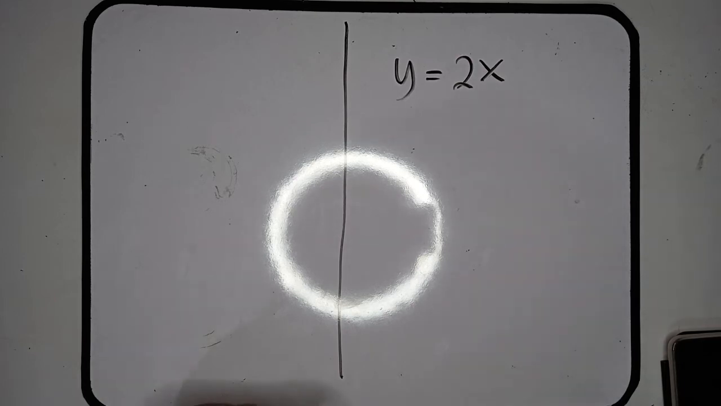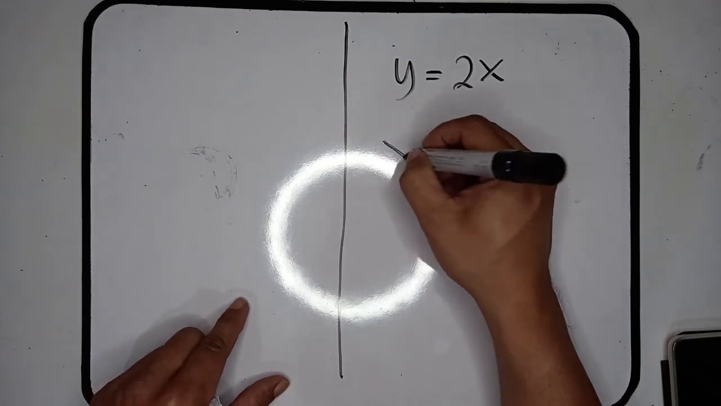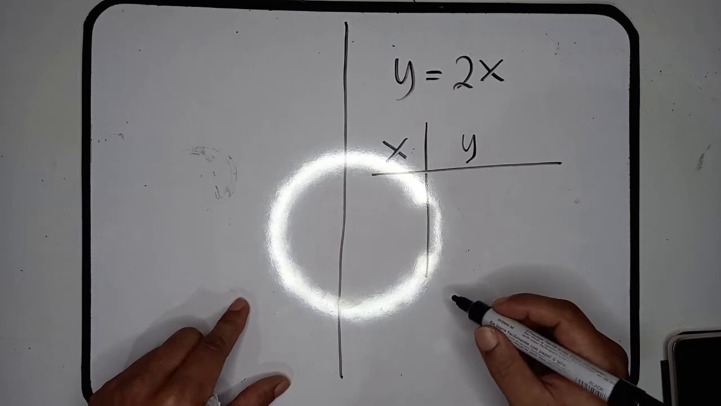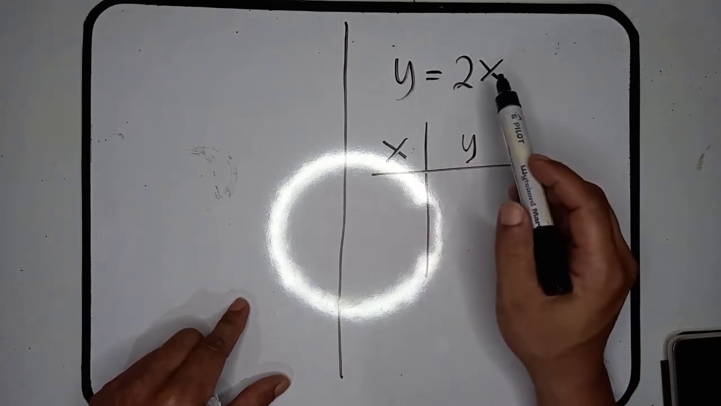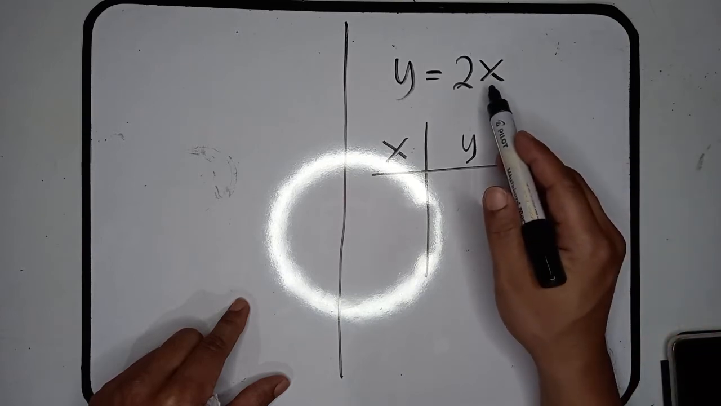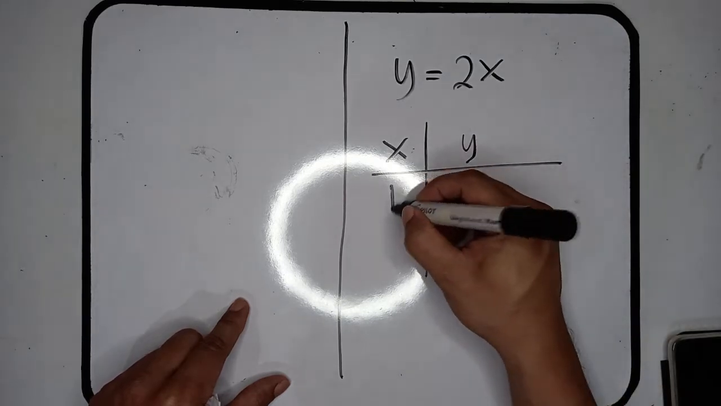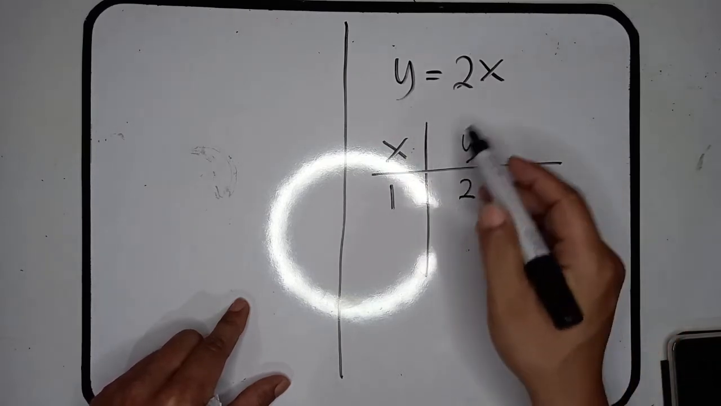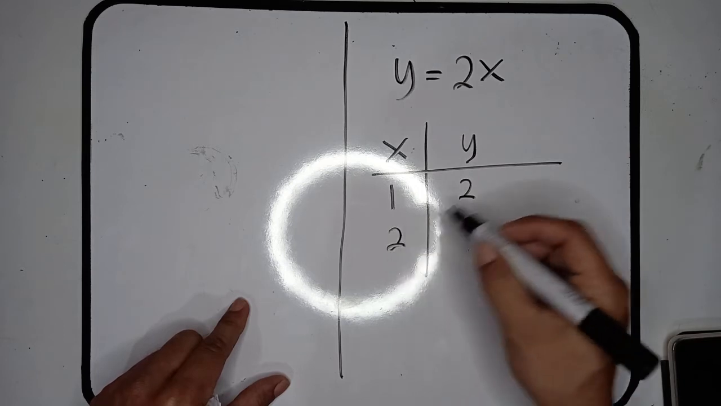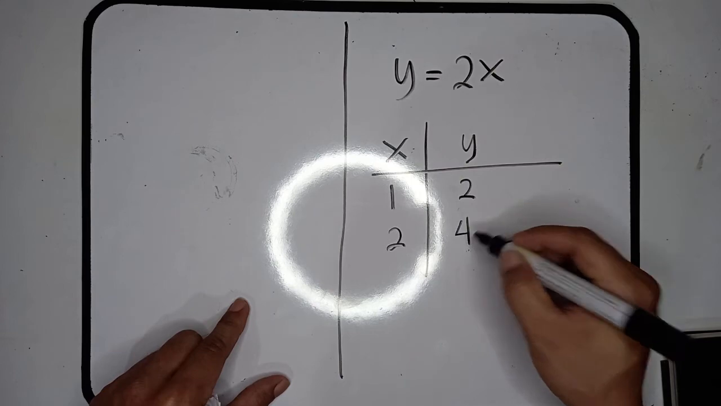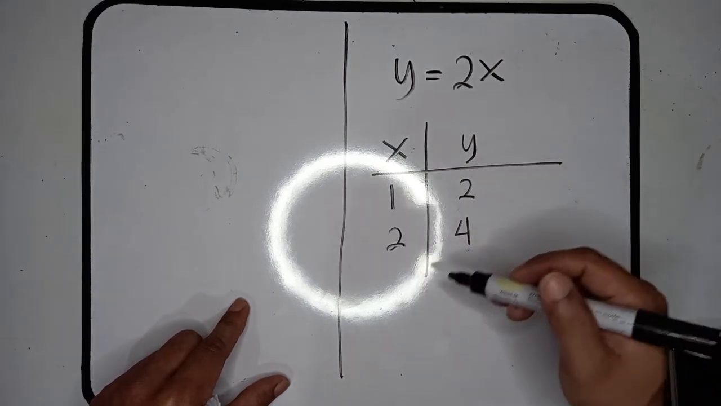Okay, so let's try writing down the table. So we have here the x, and then we have here the y. Remember that our y is always dependent on the value of our x multiplied by 2. So let's assume that our x this time starts at 1, and 1 times 2, y becomes 2. If we give x a value of 2, then 2 times 2, our y will have a value of 4.